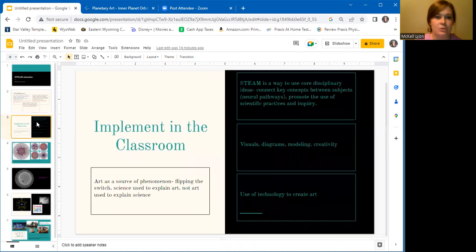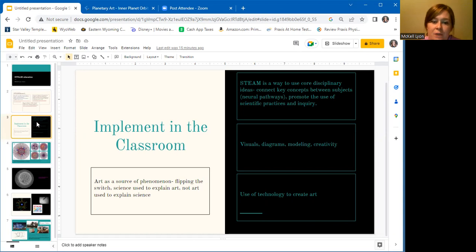That brings me to how to implement this in my classroom. For me, this was a flip of a switch. Using art as a phenomenon, which means instead of using art to explain science, you're using science to explain art, which was really hard for me to grasp at first, but I really, really like it. STEAM is a way to use core disciplinary ideas. So it's a way to reach students that you wouldn't normally reach, I think, by connecting key concepts between subjects.